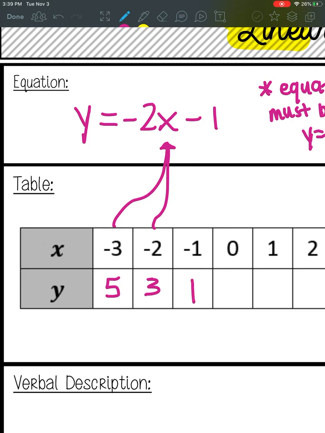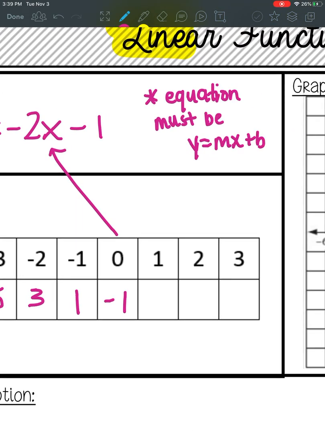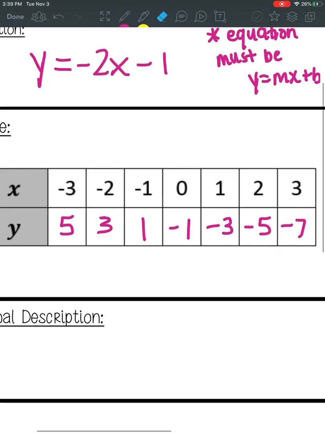Plug in negative 1. We get positive 2 minus 1, which is 1. I'm just doing this over and over, putting it into our equation. Plug in 0 for x. Negative 2 times 0 is 0. 0 minus 1 is negative 1. Plug in 1, so negative 2 times 1, then we get negative 2 minus 1, so we get negative 3. Hopefully, you can see what is happening in our pattern, in our table.